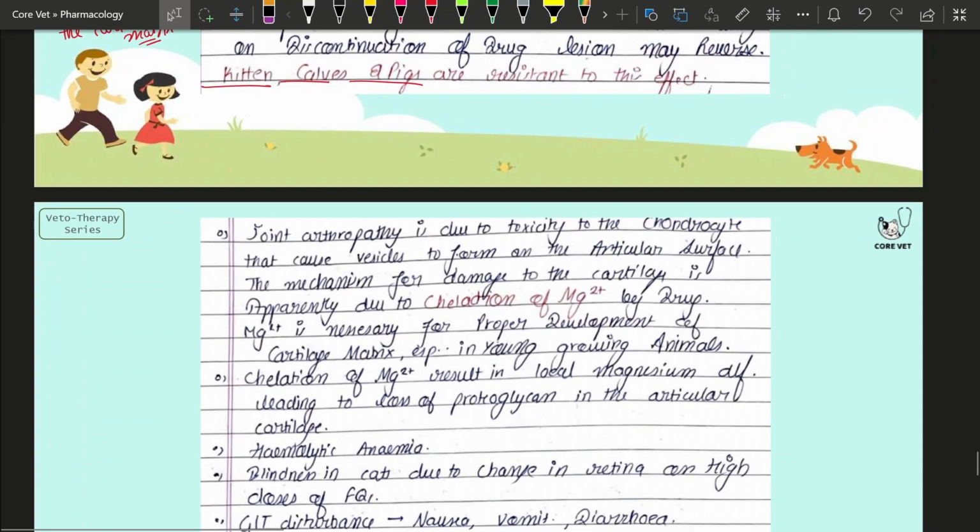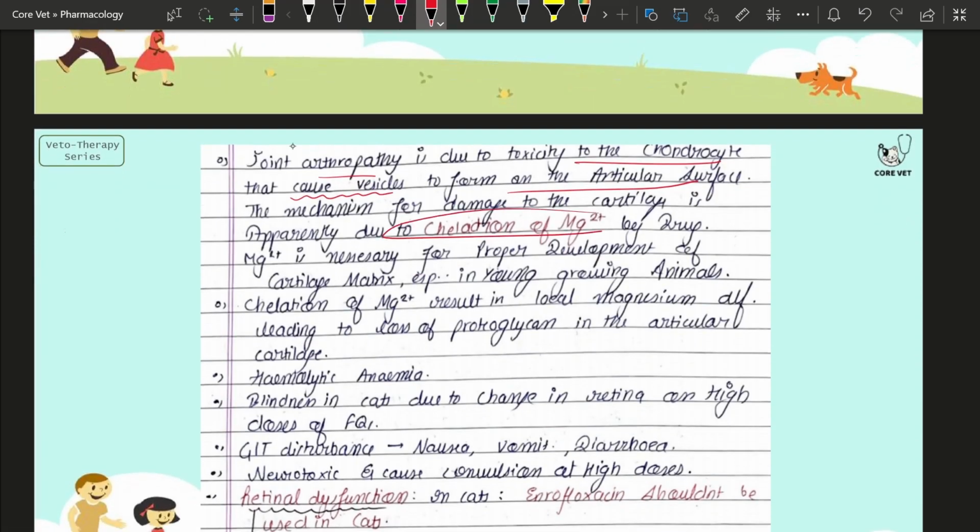obviously the articular surfaces won't be that good, right? So what happens during joint arthropathy is there will be toxicity in the chondrocytes, which will lead to the formation of vesicles in the articular surfaces. Why is it happening? It is happening due to the chelation of the magnesium ion, which is quite important for the development of the cartilage matrix, right? And generally the young ones are quite prone to this particular toxicity.